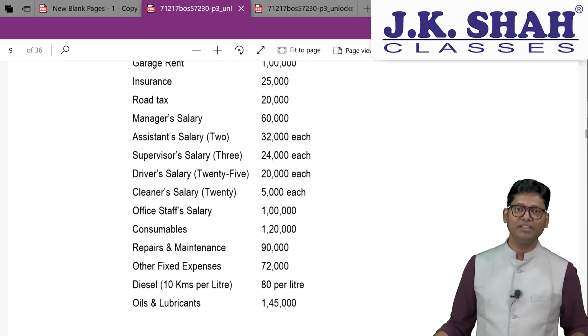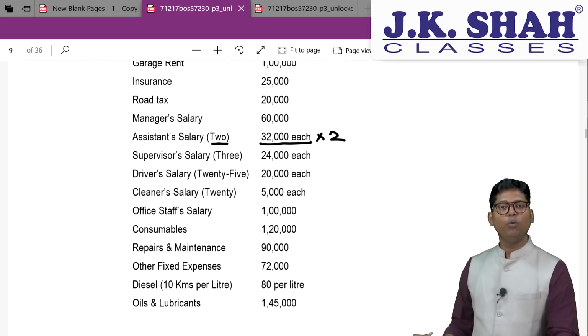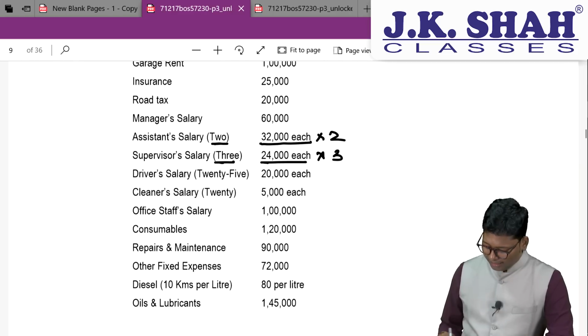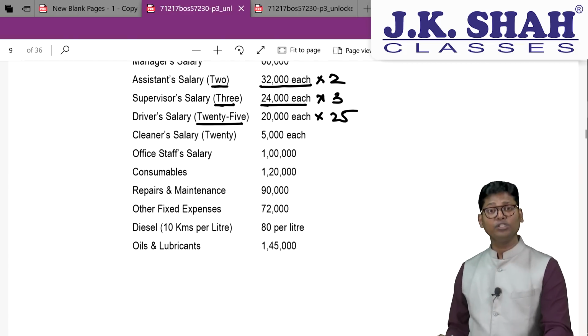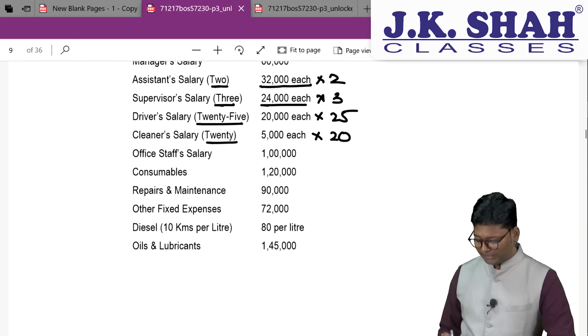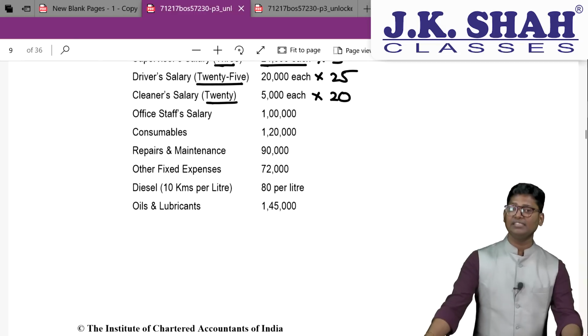Manager salary is given. Assistant salary is given as 32,000 each, but there are 2 employees working as assistants. There are 3 supervisors. We are giving them 24,000 each. Driver salary: 25 persons are working as drivers. We are paying them 20,000 rupees each. Cleaners' salary: 20 cleaners are working with you. Office staff salary, consumables, repairs, maintenance, and other fixed expenses are given.